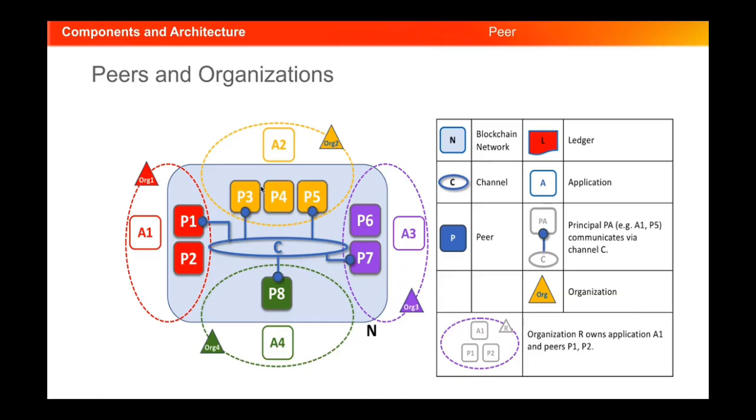There's application 2 and there are three peers, P3, P4, P5. They are managed by organization 2 and connect to the same channel, which is C.